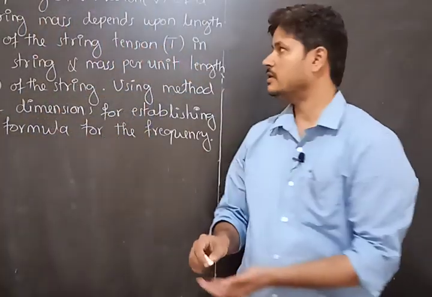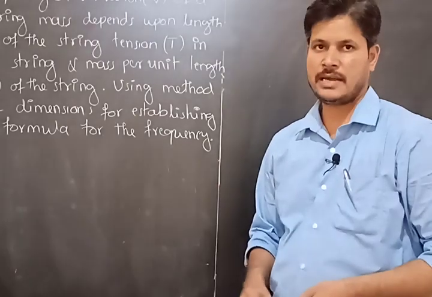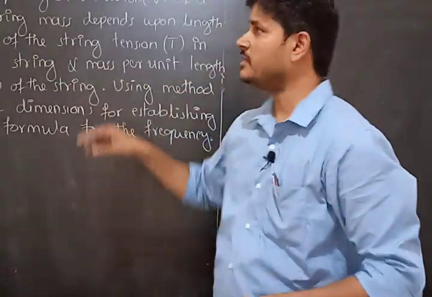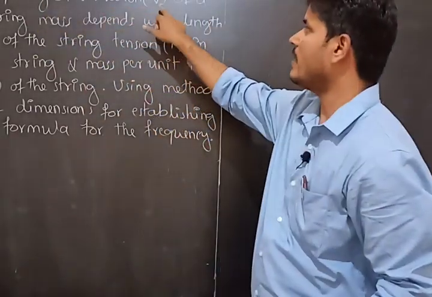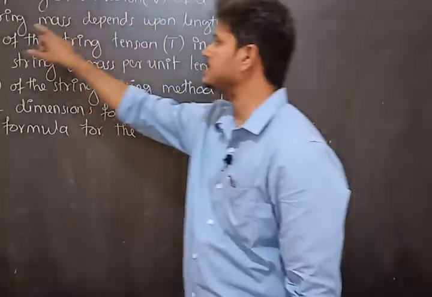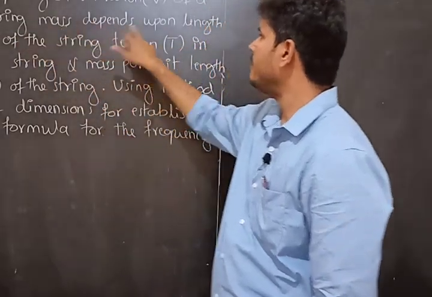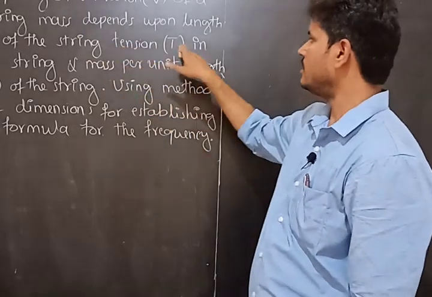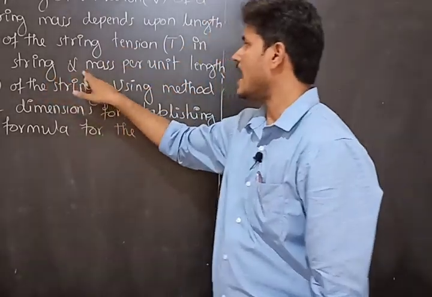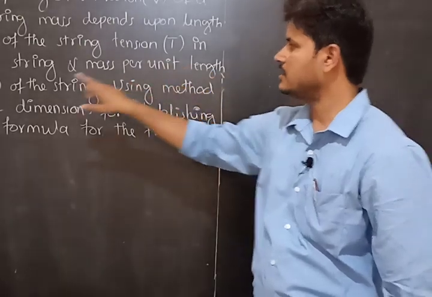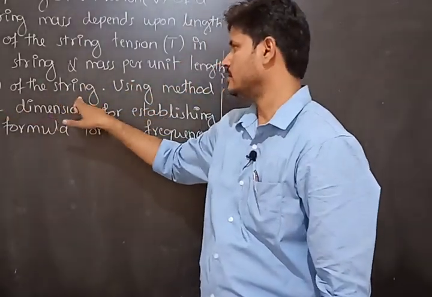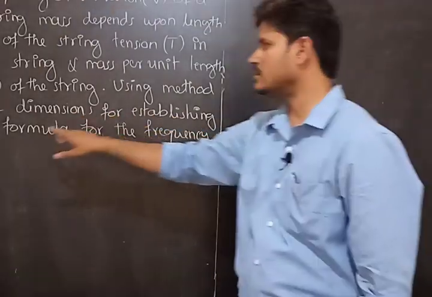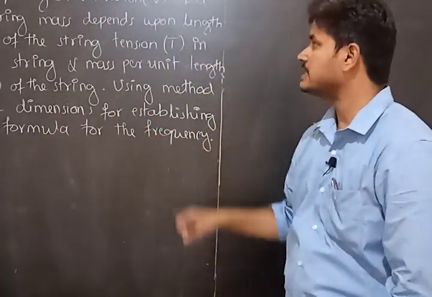Okay, this is the third example. I am going to derive the equation by using the dimensions method. The frequency of vibration nu of a string depends upon the length L of the string, the tension T in the string, and the mass per unit length m of the string. Using the method of dimensions, establish the formula for the frequency.